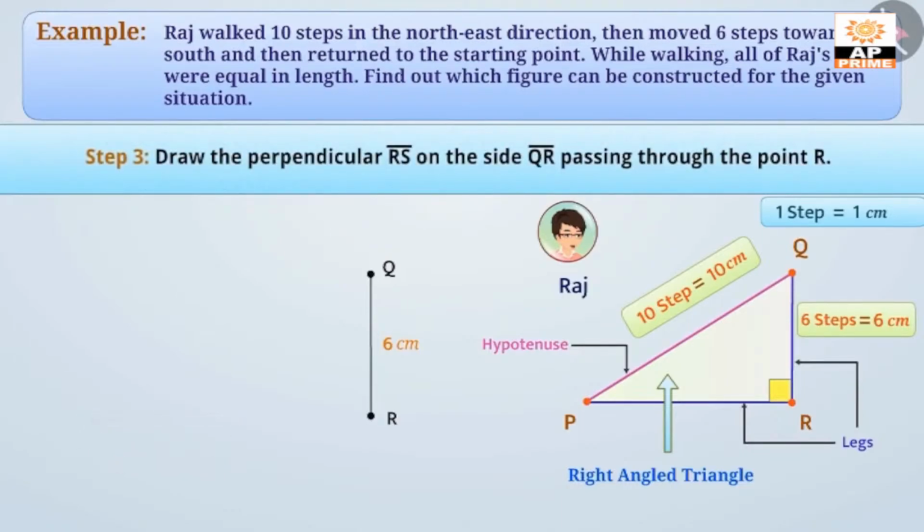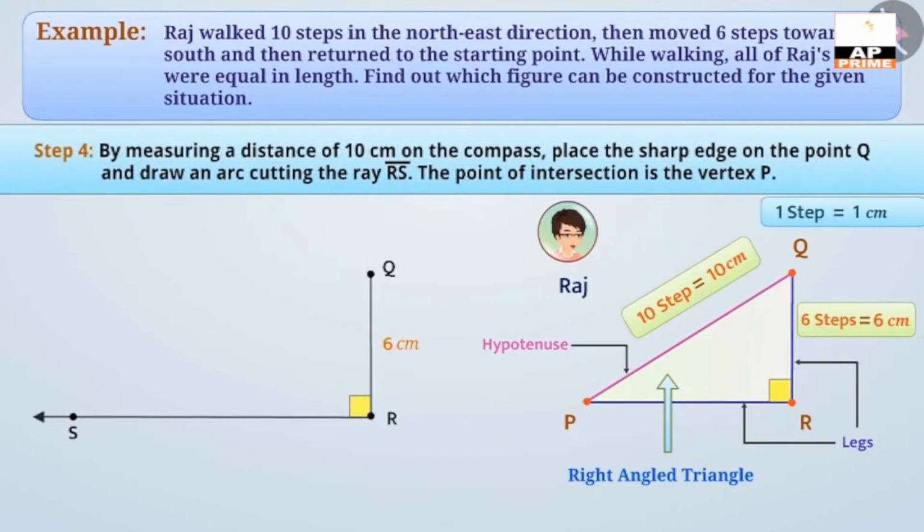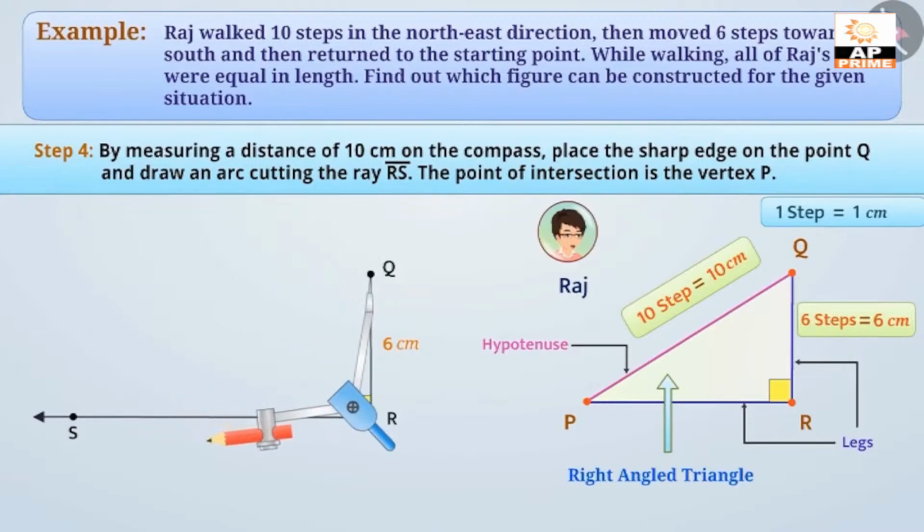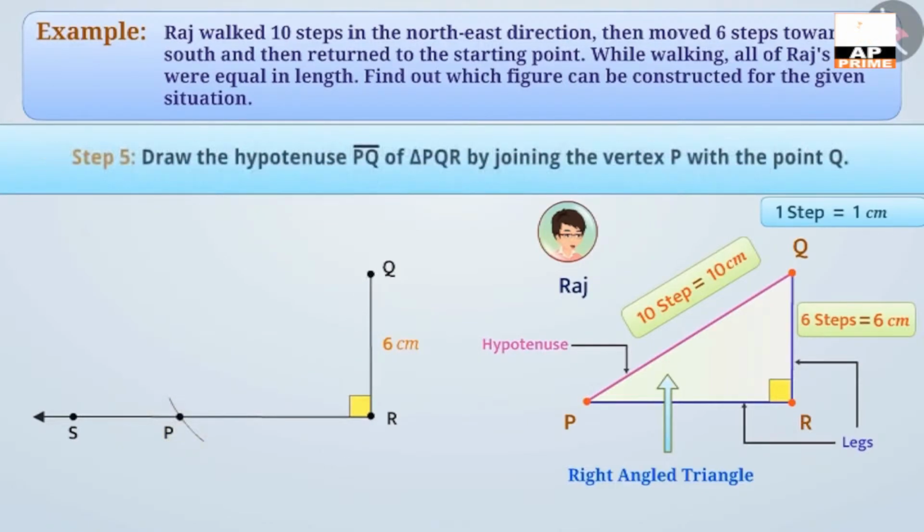Step 3. Now, we will draw a perpendicular RS on the side QR which passes through the point R. Vertex P must be located somewhere on this perpendicular. Step 4. To find the location of the vertex P, we will take a measure of 10 cm on the compass and draw an arc by placing the sharp edge of the compass on the point Q, cutting the ray RS. The point of intersection is the vertex P of triangle PQR. Step 5. Then, by joining the vertex P to the point Q, draw the hypotenuse PQ of triangle PQR. This will complete the construction of triangle PQR.